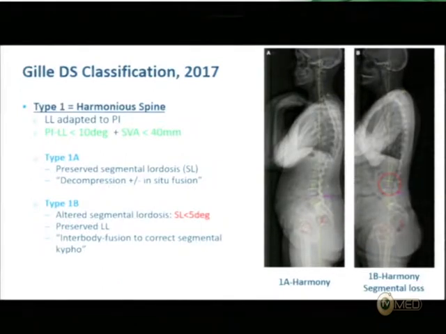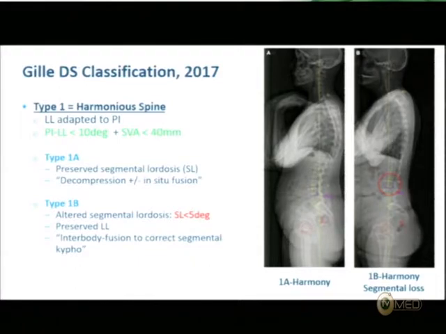The first type that they describe is a type that, at the end, is not that bad, because the SVA, the plumb line, is correct, with no truncal inclination. The proportion between the lumbar lordosis and the pelvic incidence is also correct. So they call that a harmonious spine. Type 1A is probably the beginning of the spondylolisthesis, the very light degenerative spondylolisthesis. In this case, they say that if surgery is indicated, decompression will probably be sufficient. Again, I say if the surgery is indicated.